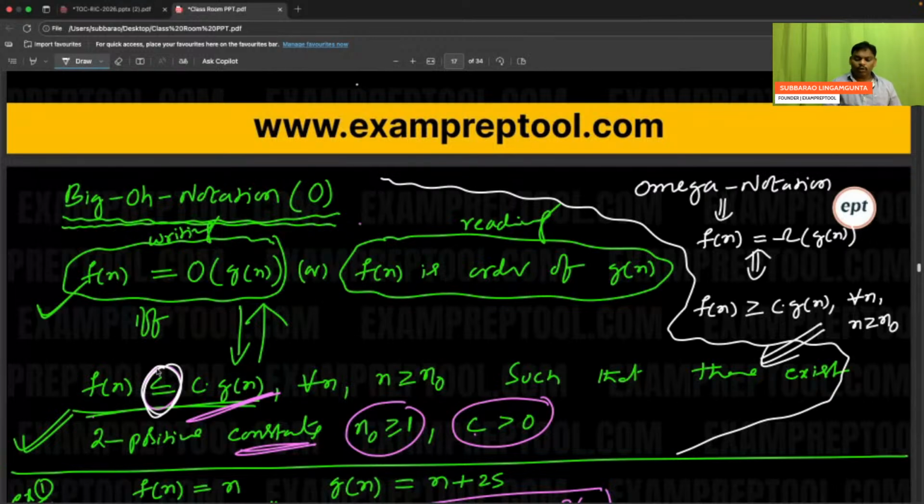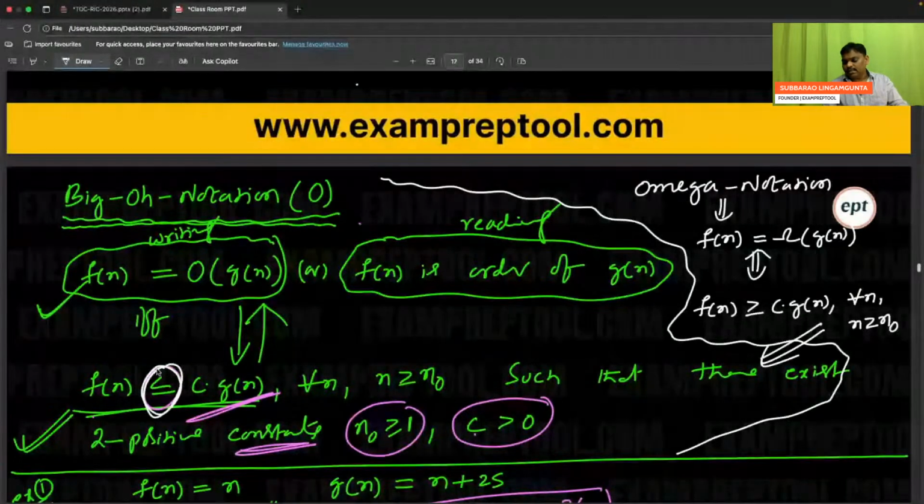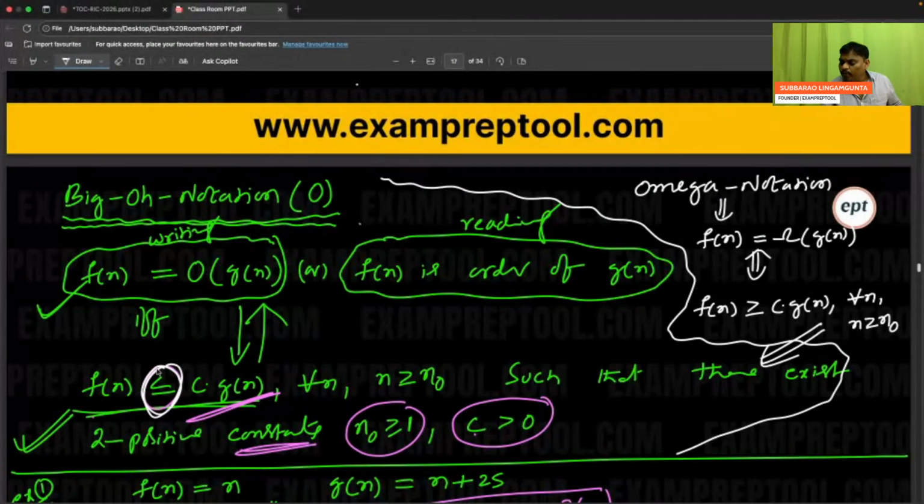Everything same. Whatever definition big O has, omega also has the same. Less than or equal to is replaced by greater than or equal to, and big O is replaced by omega. Remaining all will be same. I can write it once again on one more page, but because both are same, no difference at all. Omega notation.